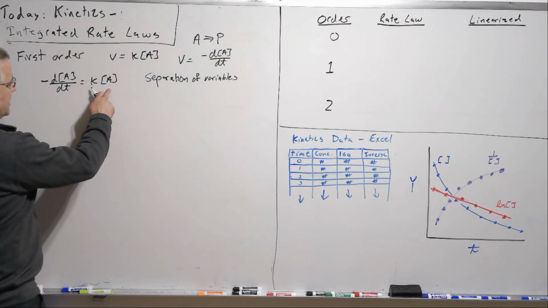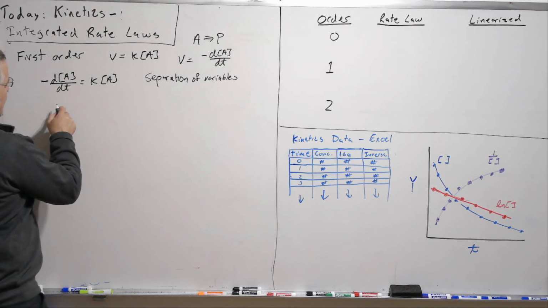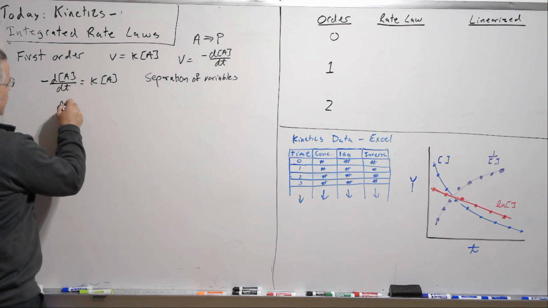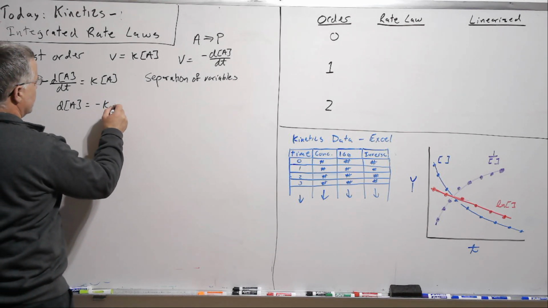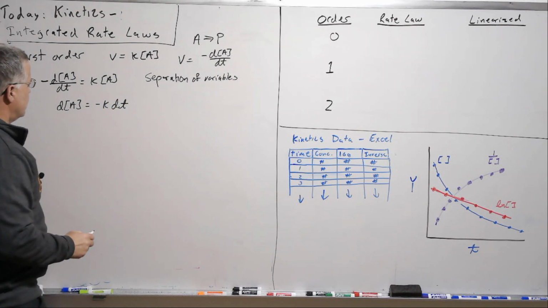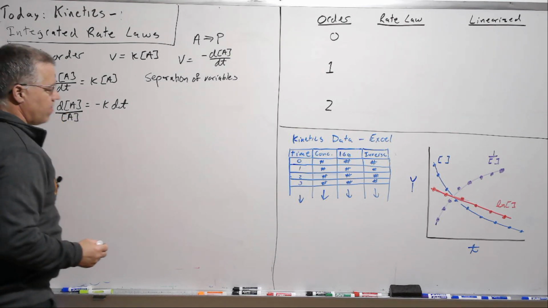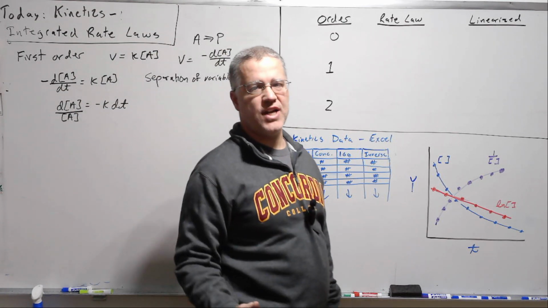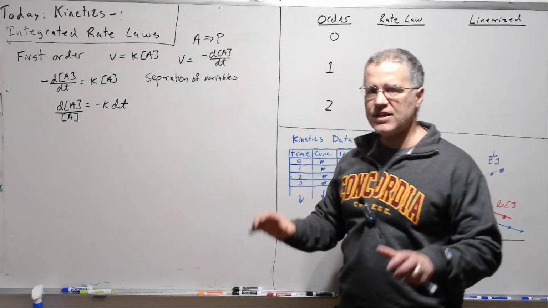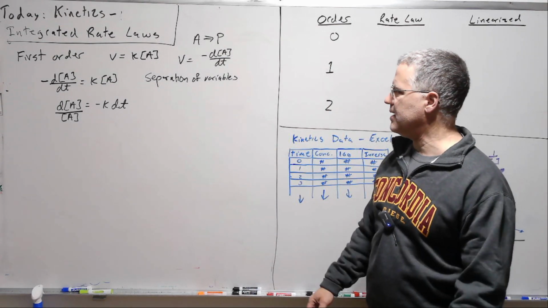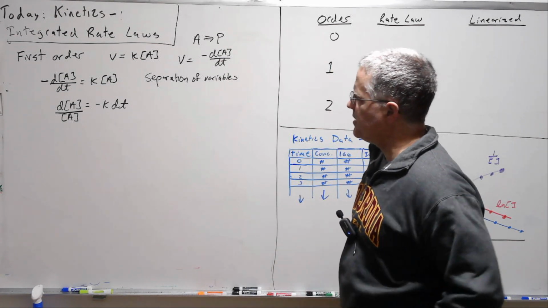I'm going to bring up my dt over here, my A over here. I'm going to leave the k. I'm also going to just bring the minus sign. So with that, I have this like that. So this is just algebra, and we're treating the dA and the dt as just algebraic quantities, so we can split them and move them around.